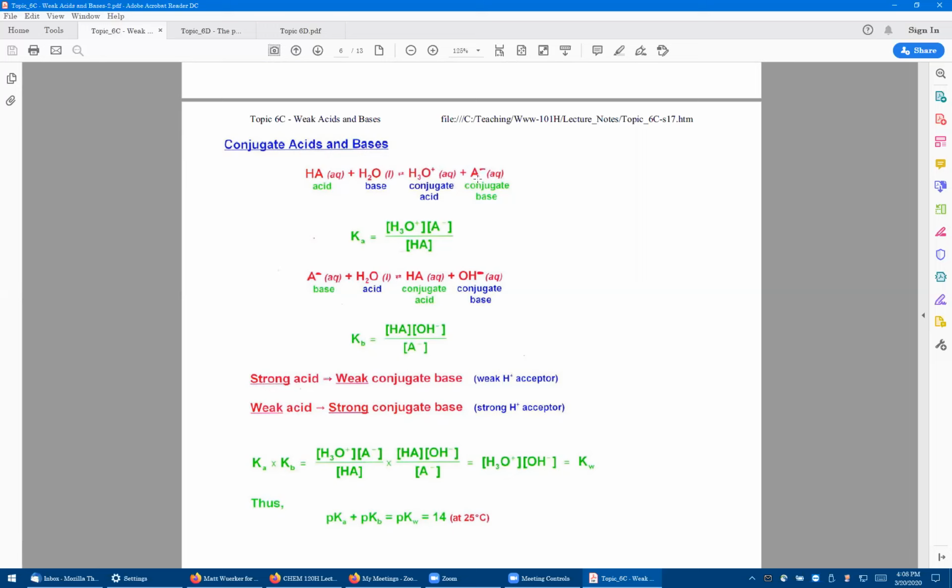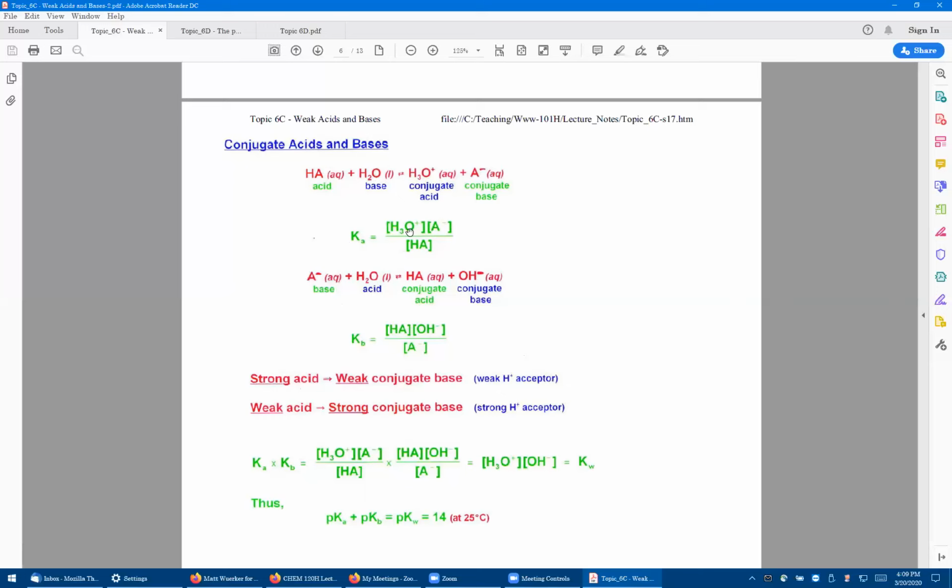Now, it's important to keep in mind that because of the equilibrium in water and because of the self-ionization of water itself, as we'll talk more about later, any conjugate base or conjugate acid of something else has its own Ka or Kb. So the Ka for this acid HA, as we've seen before, is the hydronium ion concentration times the A- over the HA.